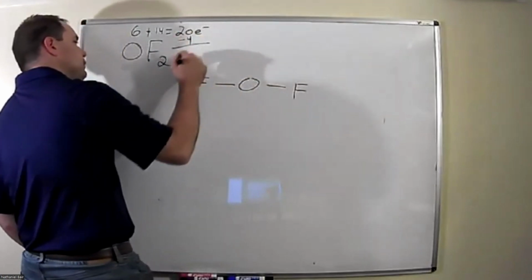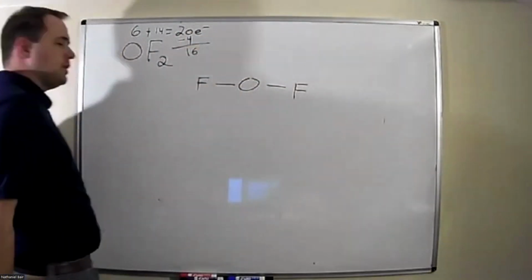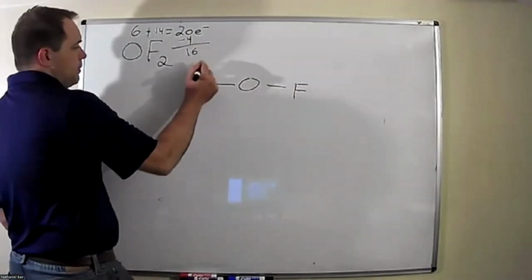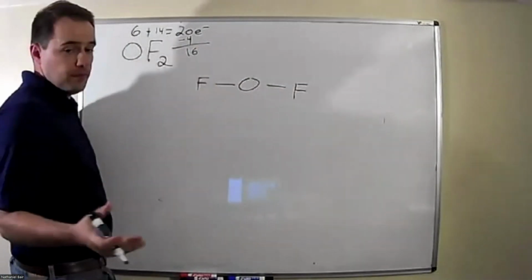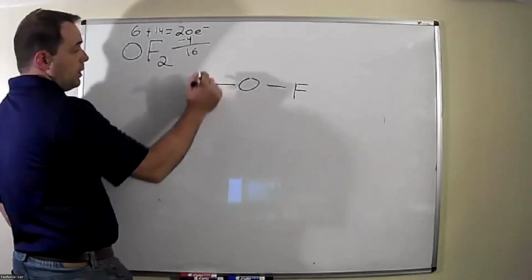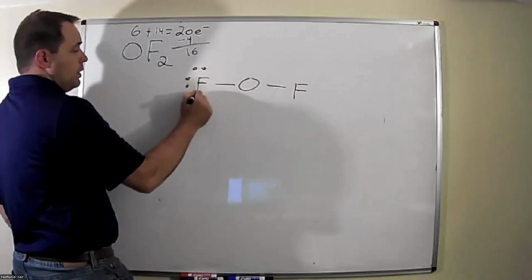And connecting the 2 fluorines to it uses up 4 electrons. We got 16 left. Now we want to make everybody happy. This fluorine is sharing 2, needs 6 more. So that's 2, 4, 6.